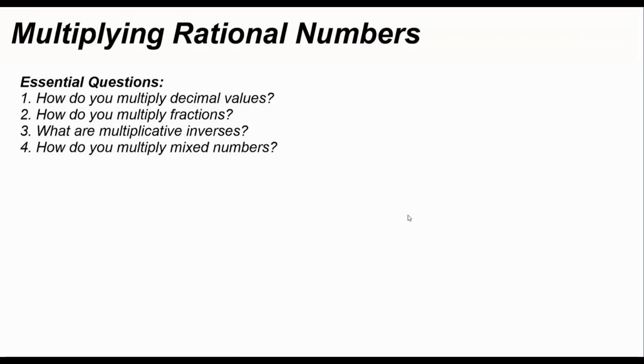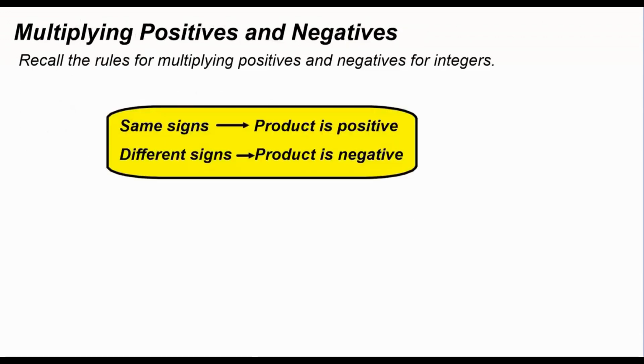We are moving on to multiplication of rational numbers. So what we want to accomplish in this video are how do you multiply decimal values, how do you multiply fractions, what are multiplicative inverses, and how do you multiply mixed numbers. So again, working into these operations with all of our rational numbers.